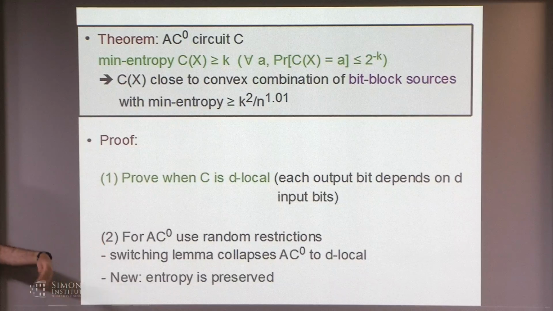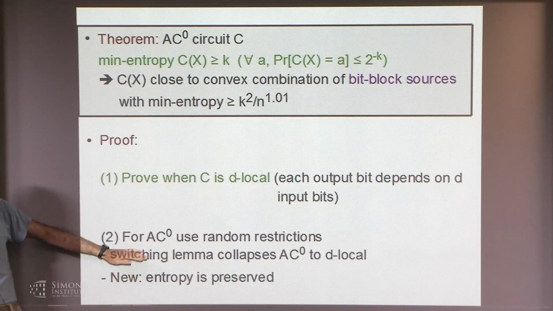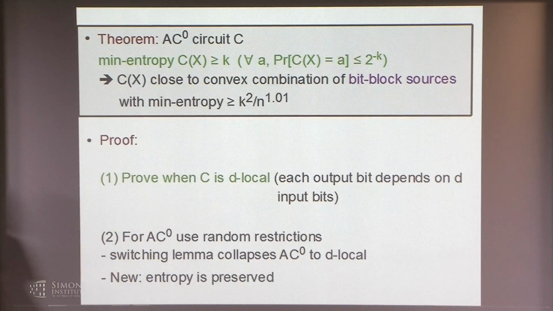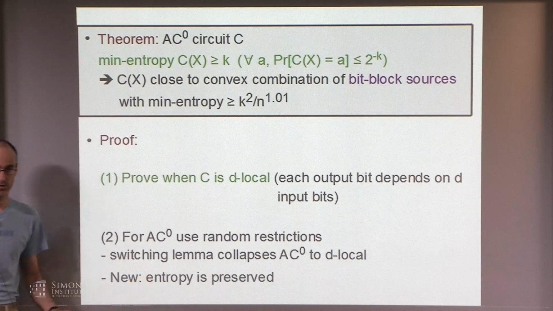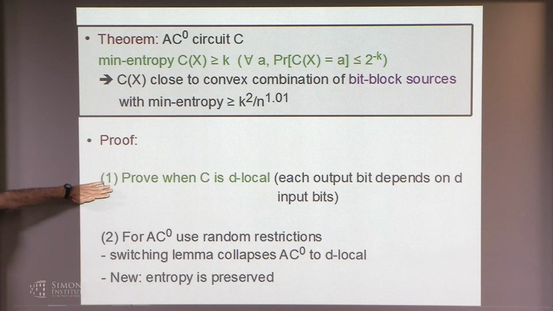The way it's done is via the switching lemma. So we use random restrictions. The switching lemma will collapse AC0 to a d-local function. And the new ingredient is that we are going to have to guarantee that the entropy is preserved. Okay? So let's first see this.